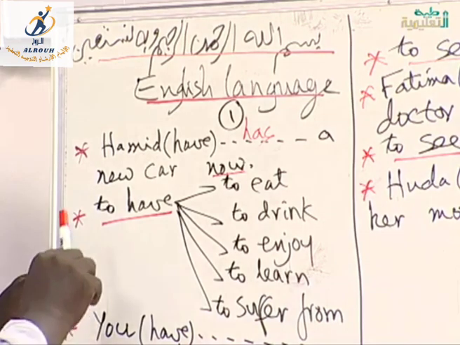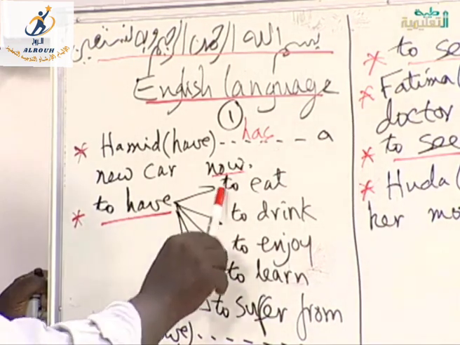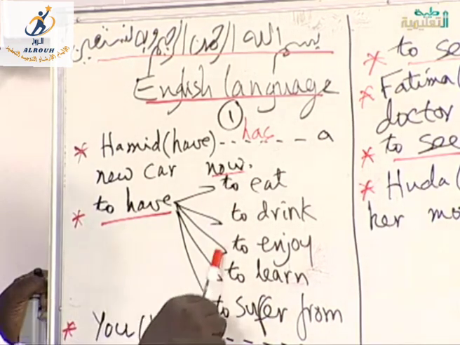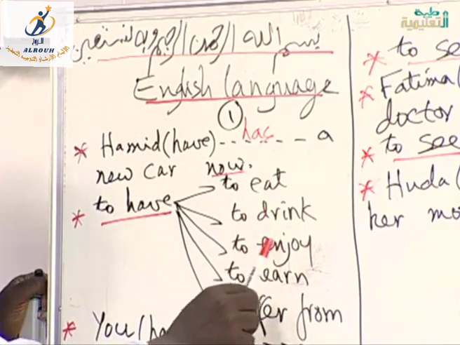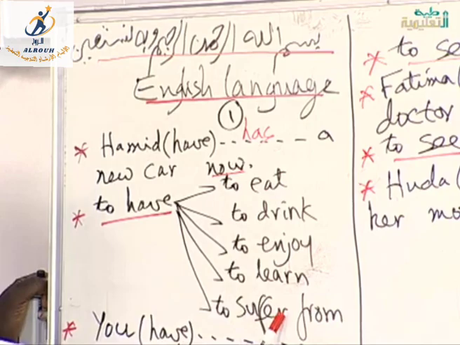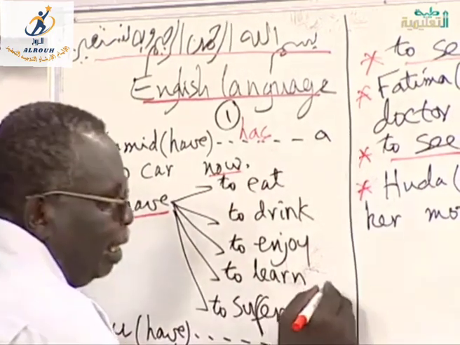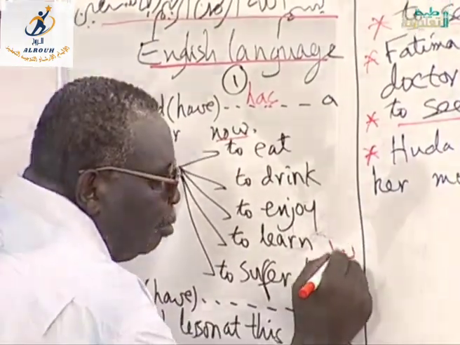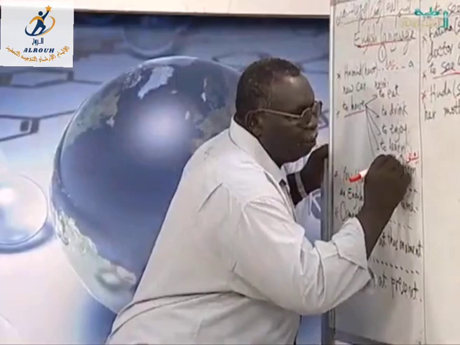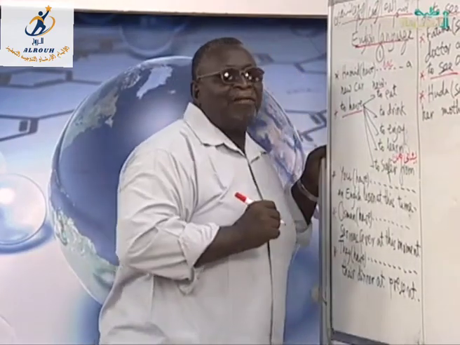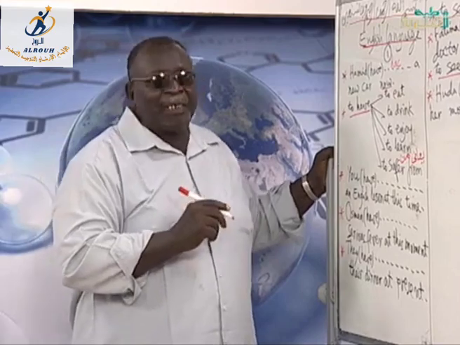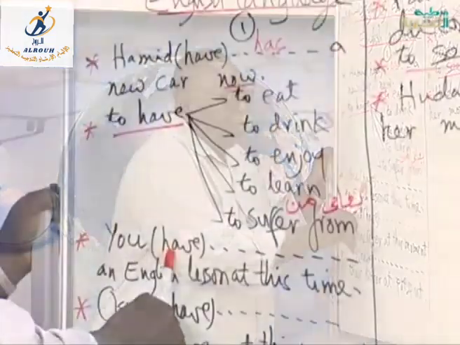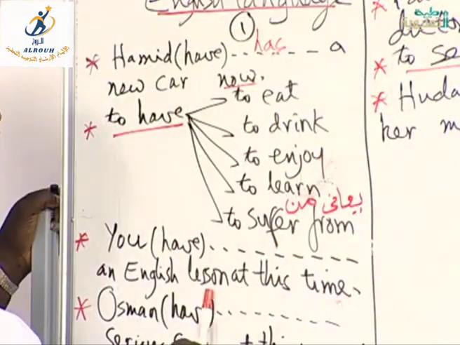So if have with these meanings, هذه المعاني الخمسة: to have, to eat; to have, to drink; to have, to enjoy; to have, to learn; to have, to suffer from. Yes, let me write it here. يعاني, of course this one is very important. يعاني من. In this case, have can be used in the present continuous. So let us have some examples. I say to you, you have dots, an English lesson at this time.